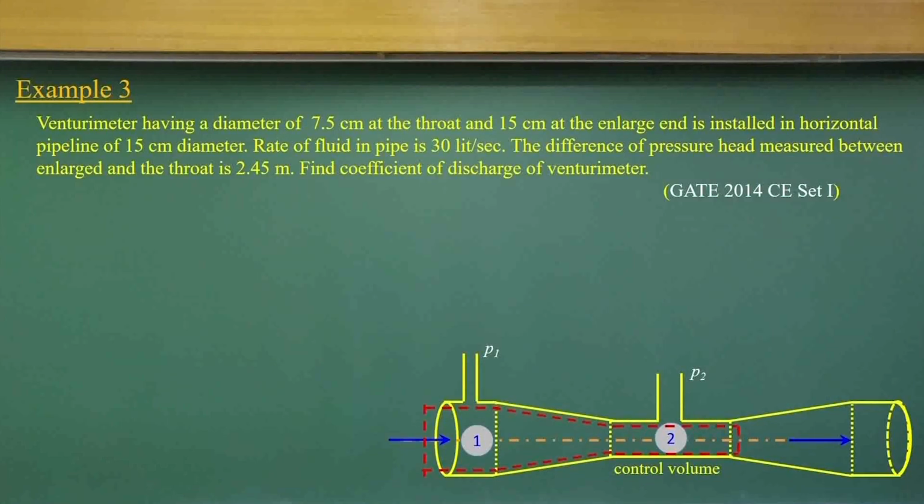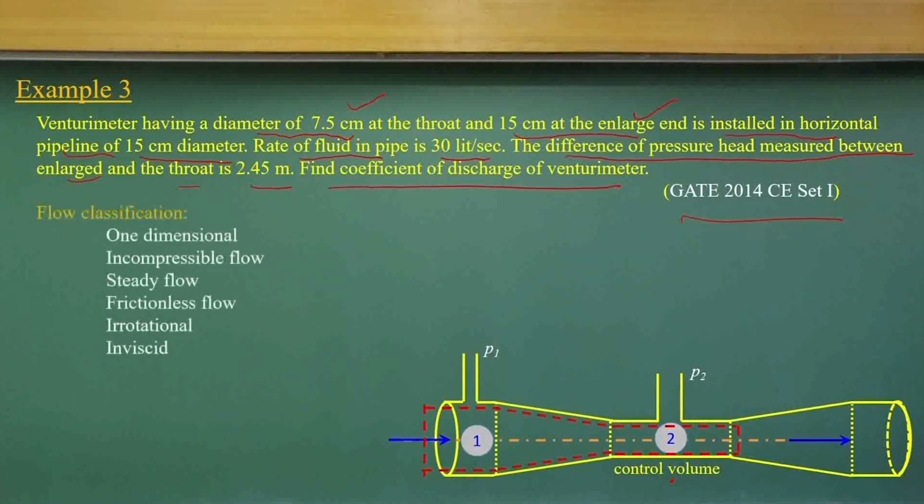Third problem, which is very easy, in a similar way as we discussed for the venturimeter problem in example 1. This is a GATE 2014 question, where a venturimeter having a diameter of 7.5 centimeters at the throat and 15 centimeters at the enlarged section is installed in a horizontal pipeline of 15 centimeter diameter. The rate of pipe flow of the fluid is 30 liters per second. The difference of pressure head measured between the enlarged and the throat locations is 2.45 meters. Find the coefficient of discharge of the venturimeter.